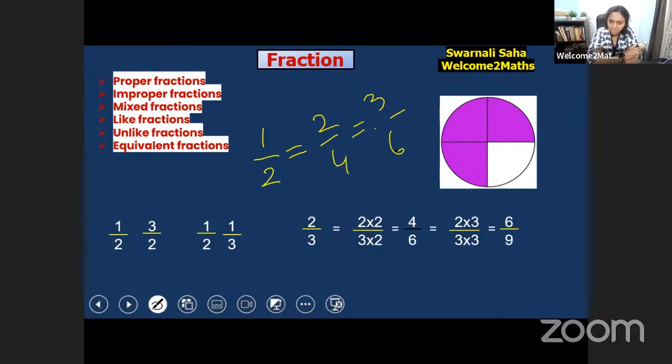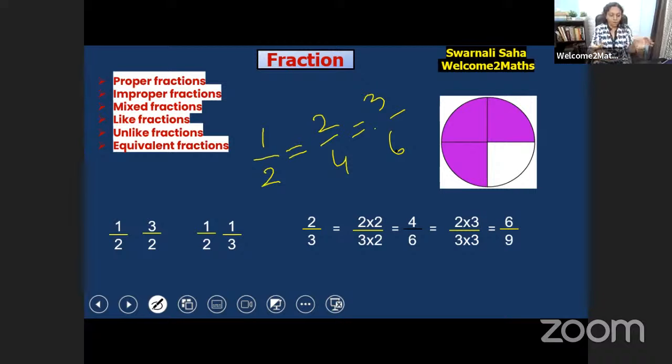5 by 10, 3 by 6, 2 by 4, 4 by 2, no? 2 by 4, not 4 by 2, because I'm asking about the equivalent fractions of half, 1 by 2. 6 by 11, no, no, no, no.